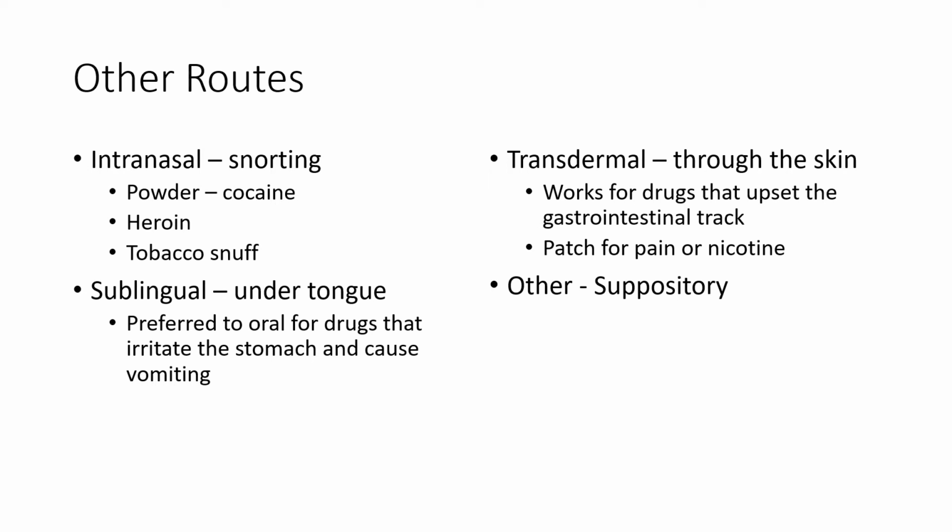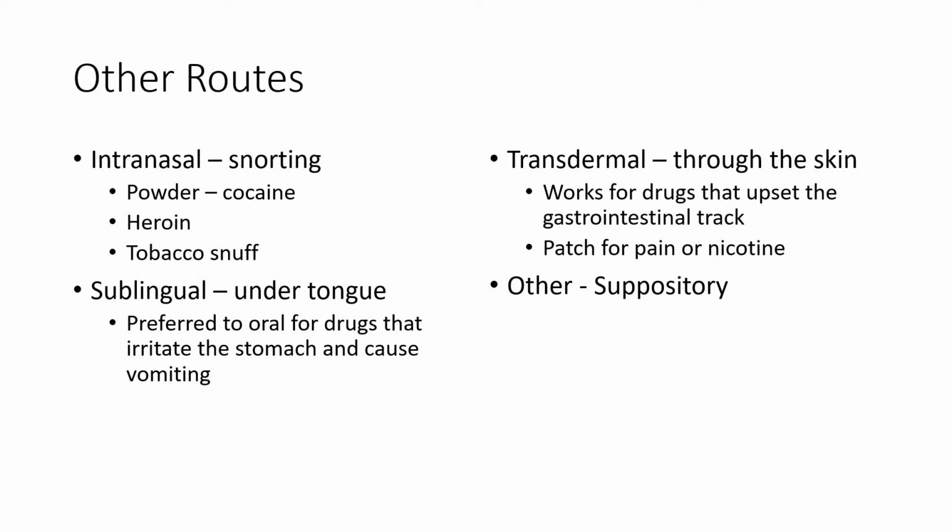Some of the other routes of administration: intranasal, or snorting, mainly this is powder, which is cocaine. Heroin can be snorted, or tobacco snuff is snorted in some places. Sublingual, under the tongue, is preferred to oral for drugs that irritate the stomach and could cause vomiting. It's mainly for very sick people, but some of the very potent opiates are available in these sublingual films and are diverted for street use.